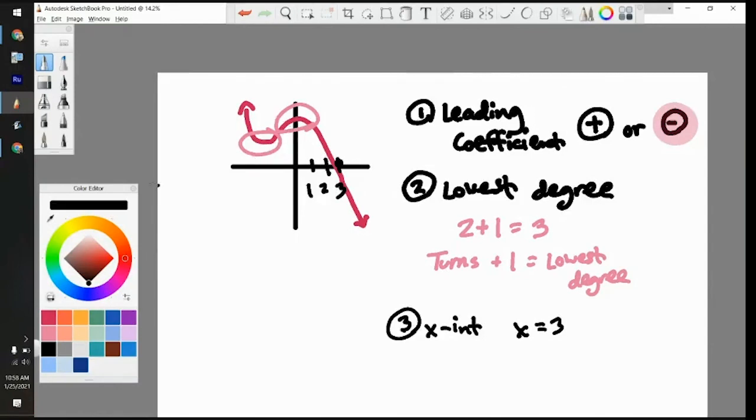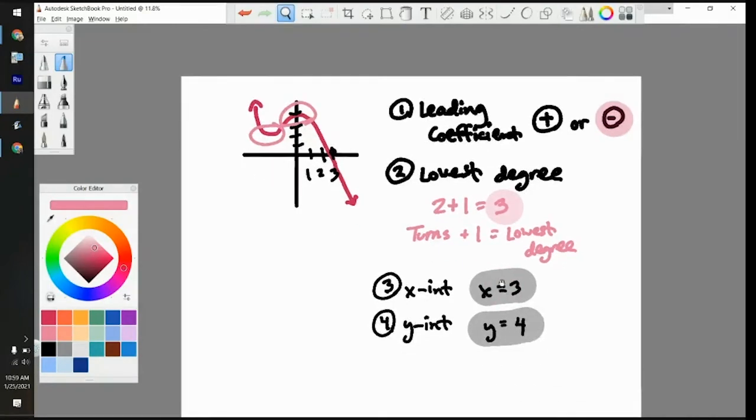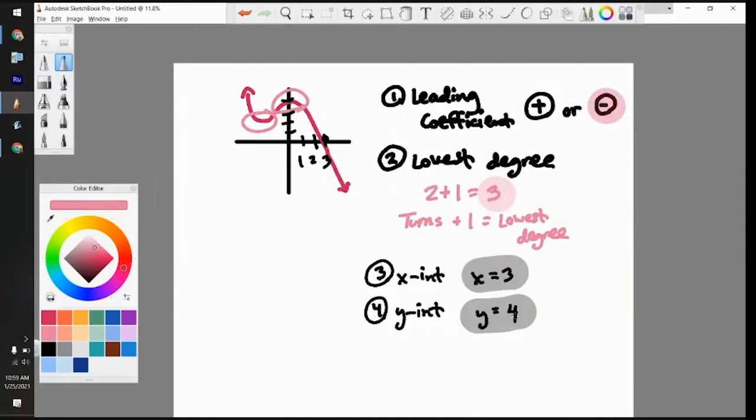I should have drawn the numbers ahead of time. So it's my bad. 1, 2, 3, 4. Okay, so for the y-intercept, it intercepts at 4. So you'd say, whoops, that's embarrassing. You'd say y equals 4. Okay, any questions on that?